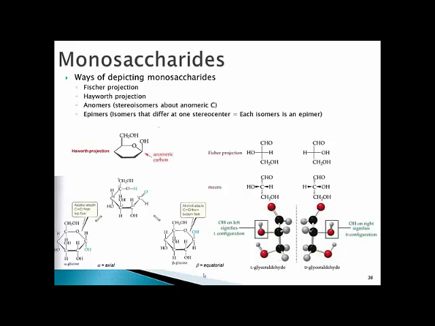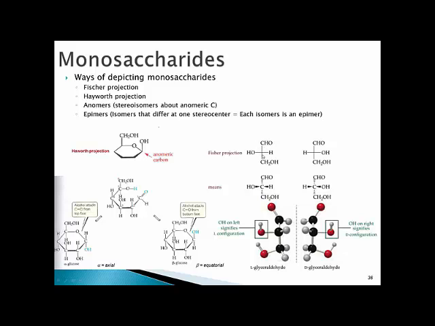So let's have a bit of a further look into monosaccharides. There's different ways of representing them. Like I mentioned before, you can have the Haworth projection, which looks like this, and that one there is your anomeric carbon. Your anomeric carbon is a chiral carbon, and that is where your stereoisomers are indicated.